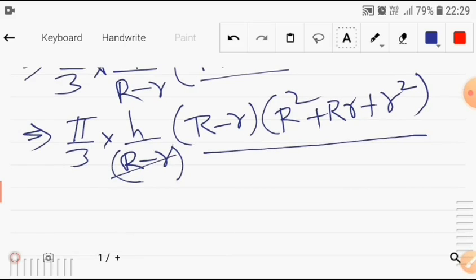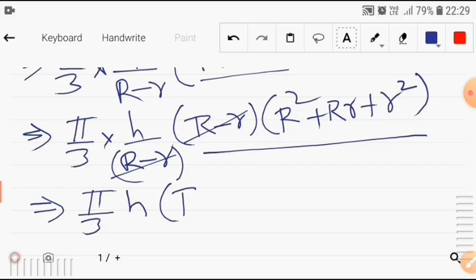This one cancels out, and the rest of the remainder I will write down: pi by 3 h multiplied by R square plus R into r plus r square, small r square. So this is the formula for the volume of the frustum.